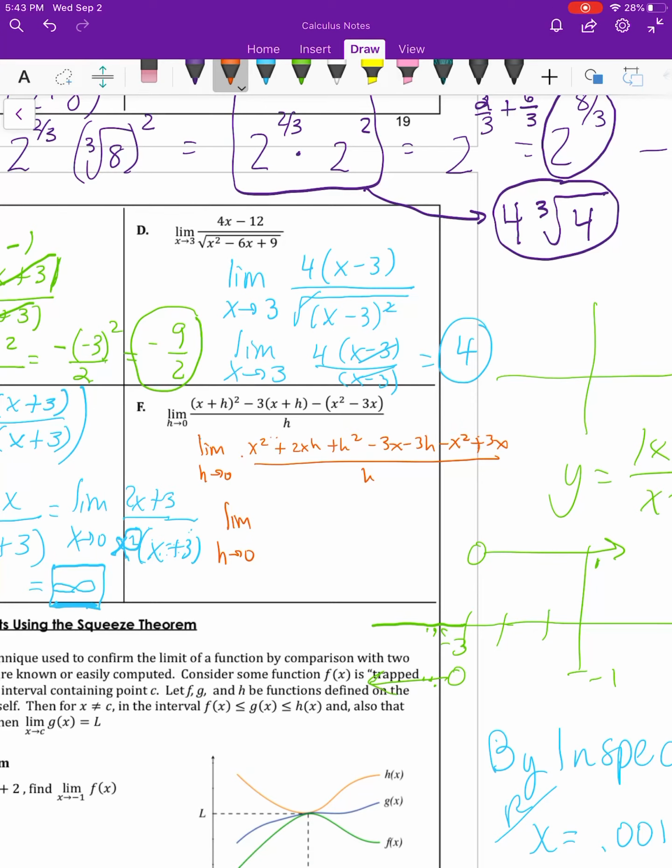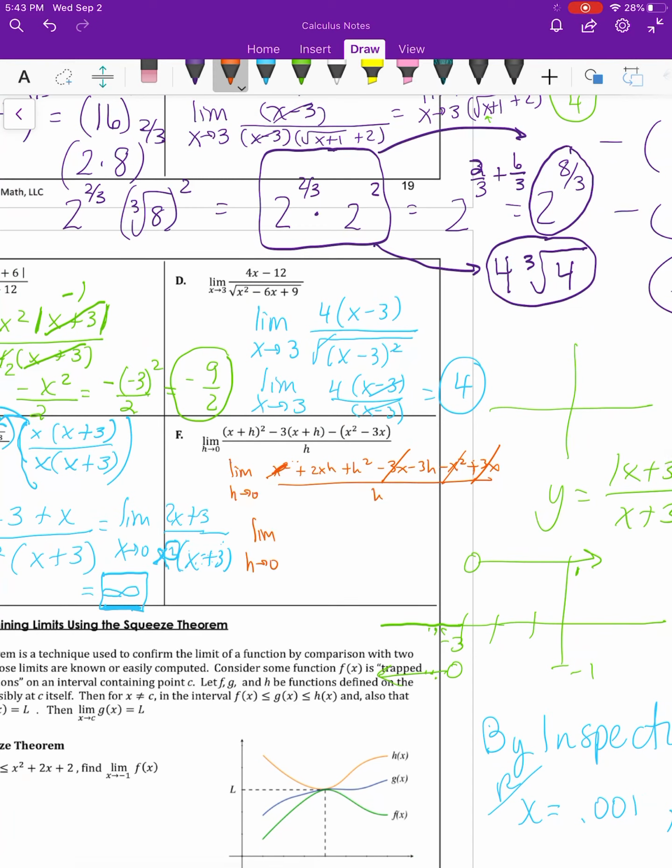Limit as h goes to 0. Notice that my x squared here and my negative x squared there is going to go away. Negative 3x, positive 3x goes away. So what I'm left with, every single one of those has an h in it. So I'm going to factor that h out. So notice I had 2xh plus h squared minus 3h left. If I factor an h out, I get 2x plus h minus 3. And now my h's cancel. So the limit as h goes to 0 of 2x plus h minus 3, when I put my 0 in, I'm left with 2x minus 3.